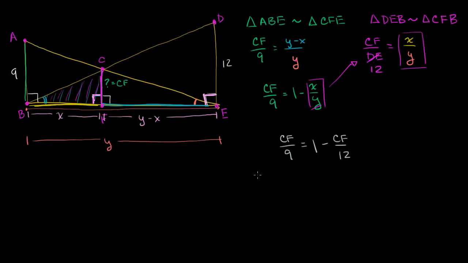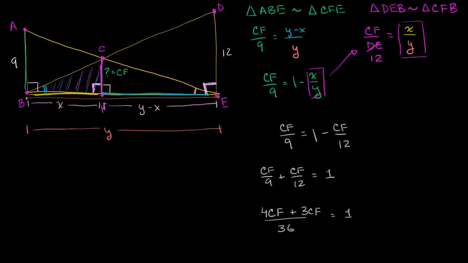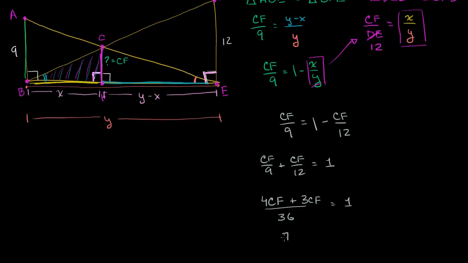So we could add CF over 12 to both sides. You have CF over 9 plus CF over 12 is equal to 1. We just have to find a common denominator here, and I think 36 will do the trick. So 9 times 4 is 36. If you multiply 9 times 4, you have to multiply CF times 4. So you have 4 CF over 36, which is the same thing as CF over 9. And CF over 12 is the same thing as 3 CF over 36. This is going to be equal to 1. And then we are left with 4 CF plus 3 CF, which is 7 CF over 36, is equal to 1.